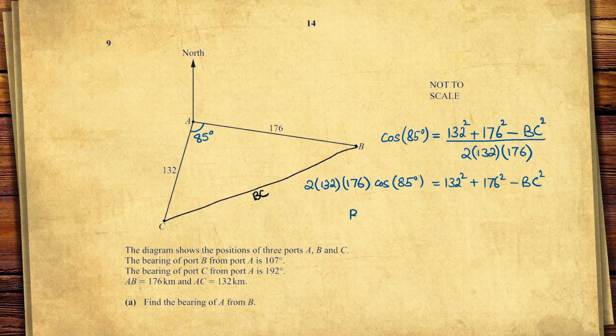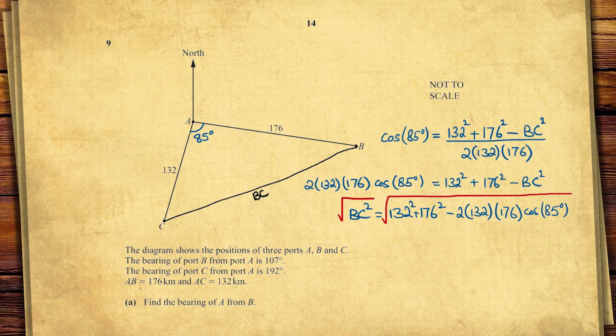And we will get BC squared is equal to the terms that are already on the right hand side, 132 squared plus 176 squared minus 2 times 132 times 176 times cos of 85. Now this will give us the value of BC squared. To calculate the value of BC, we need to take the square root on both sides of the equation. On the left hand side, the square and the square root will cancel out, giving us just BC. And the right hand side will be equal to the square root of this entire thing.